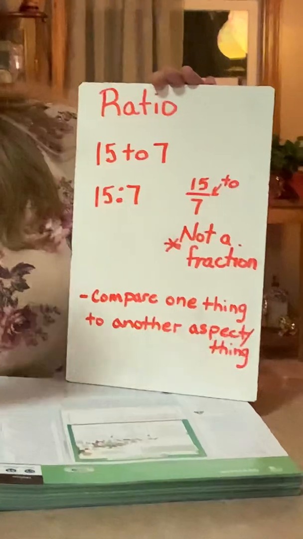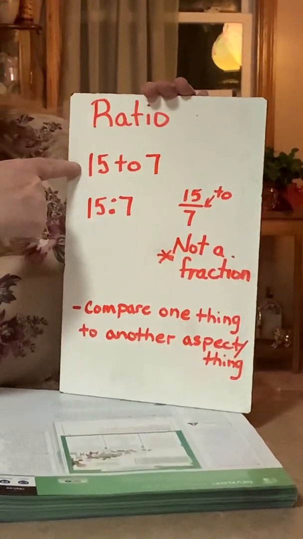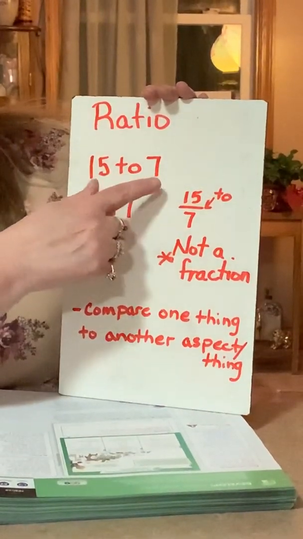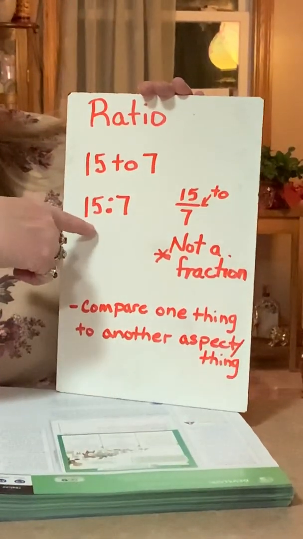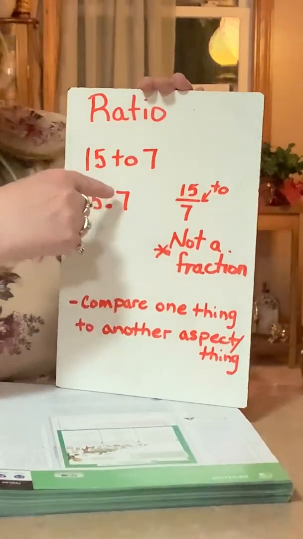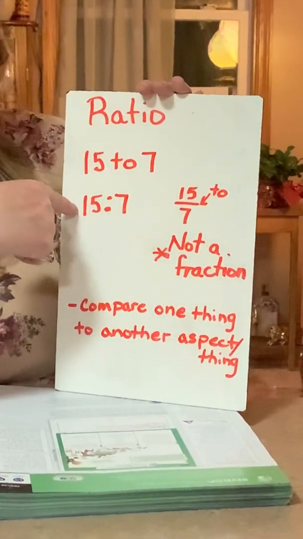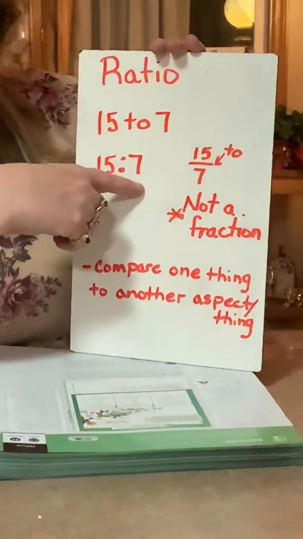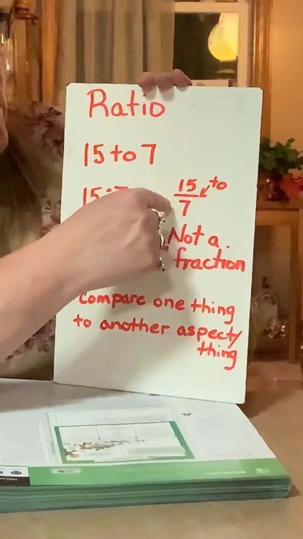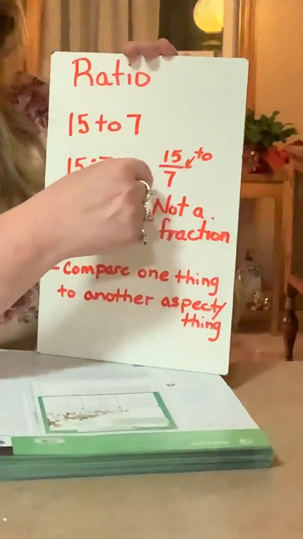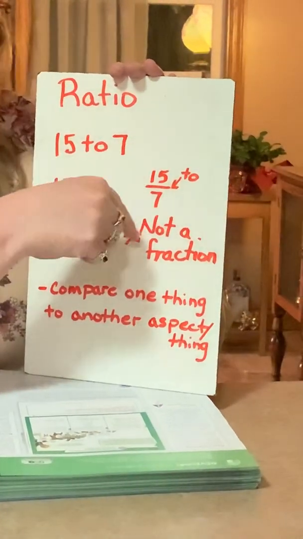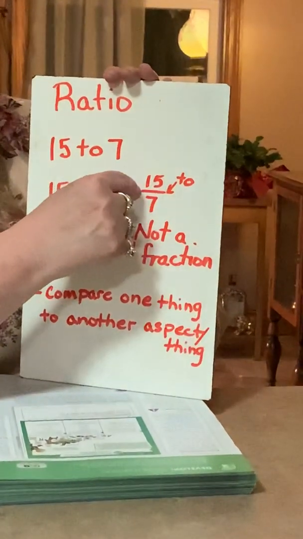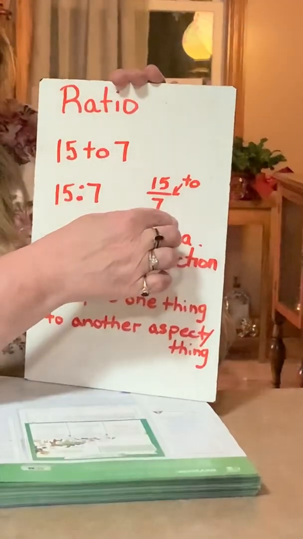And you're going to see them written 3 ways. You're going to see it written like 15, the word "to," 7. Or you're going to see it 15 with a colon. This is probably the most common way you'll see it in future grades. But this says 15 to 7. And then you could see it written with a bar, similar to what a fraction looks like, but you don't read it as a fraction. This is 15 to 7.